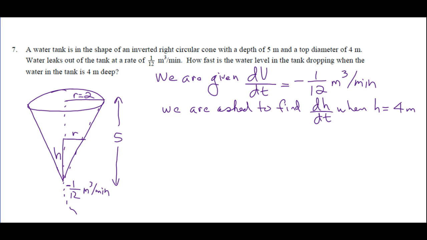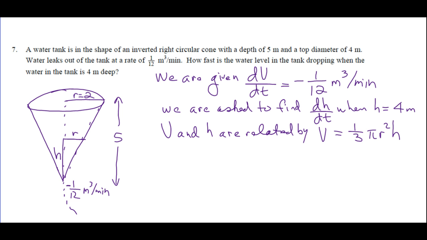It's a related rate. We need an equation that relates V and H, right? So the equation relating V and H is V equals 1/3 pi R squared H. So you either know that or you look it up. That's the volume of a right circular cone, right? It's like 1/3 the volume of a cylinder of the same size.